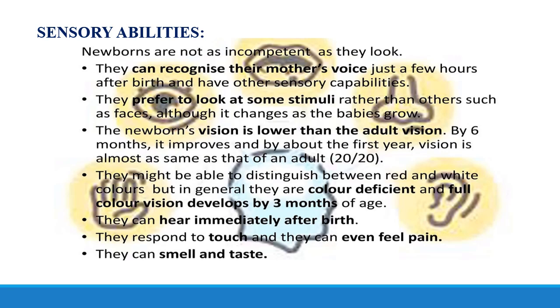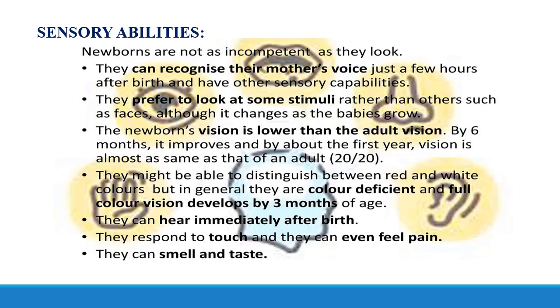Alright. Next, they might be able to distinguish between red and white colors, but in general, they are color deficient. That means although they can differentiate between red and white, they cannot differentiate between all the colors that are available. If you bring vibrant colors like violet, indigo, blue, green, yellow, all these colors in front of the baby, the baby will not be able to distinguish between the colors. This is the fact that they are color deficient soon after they are born, but their full color vision develops by 3 months of age only.